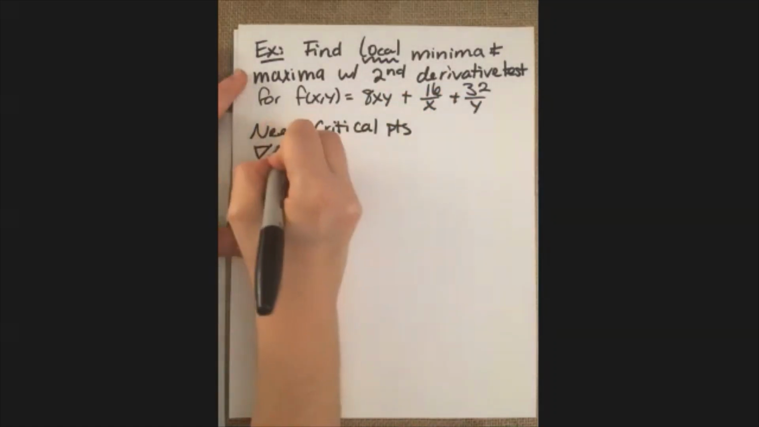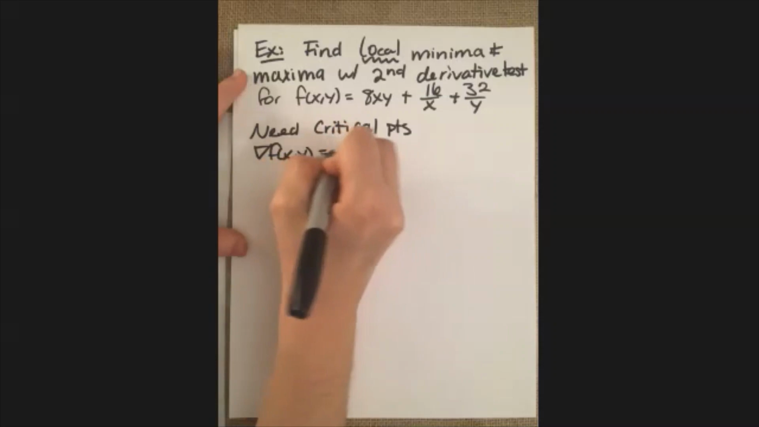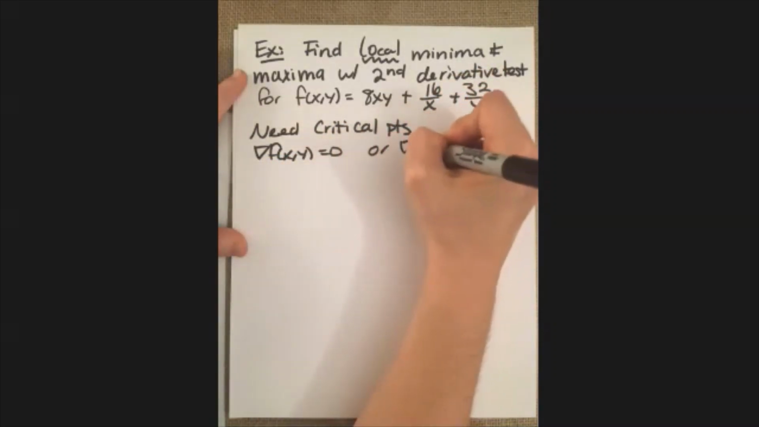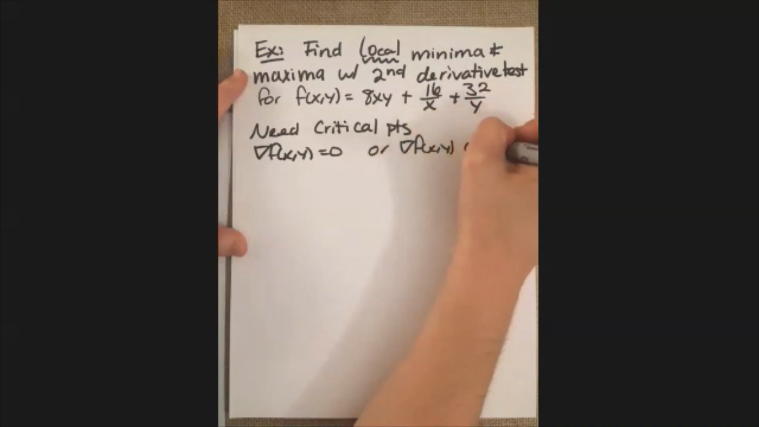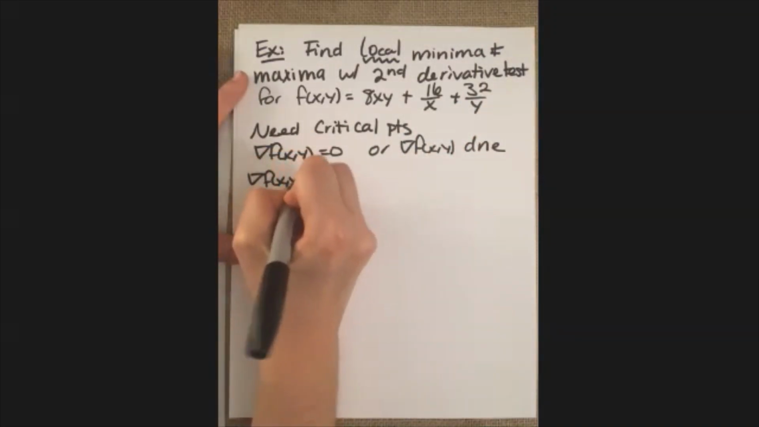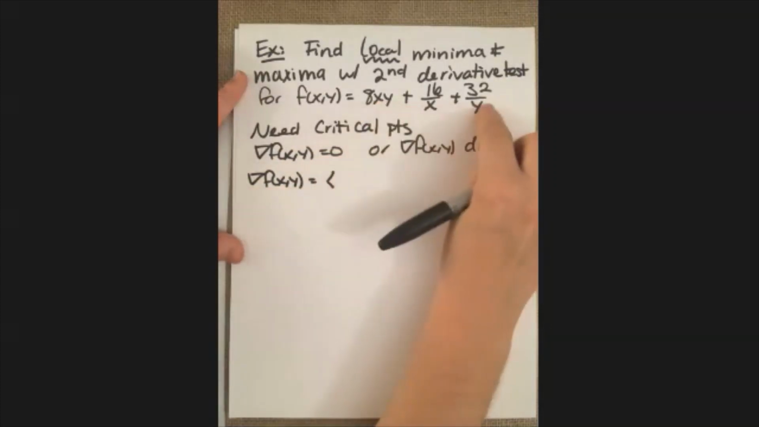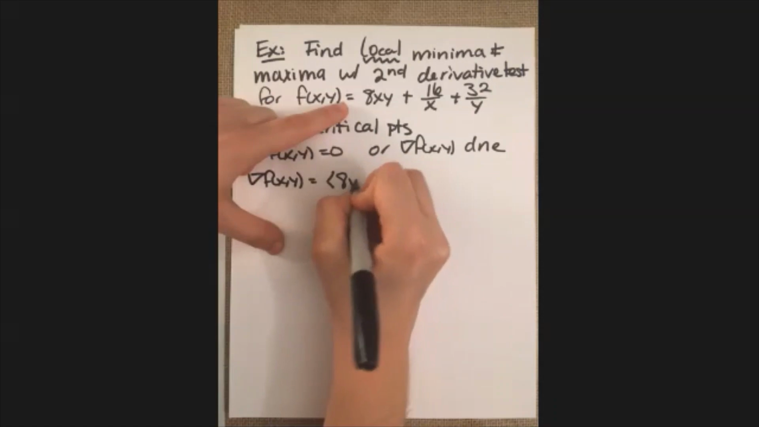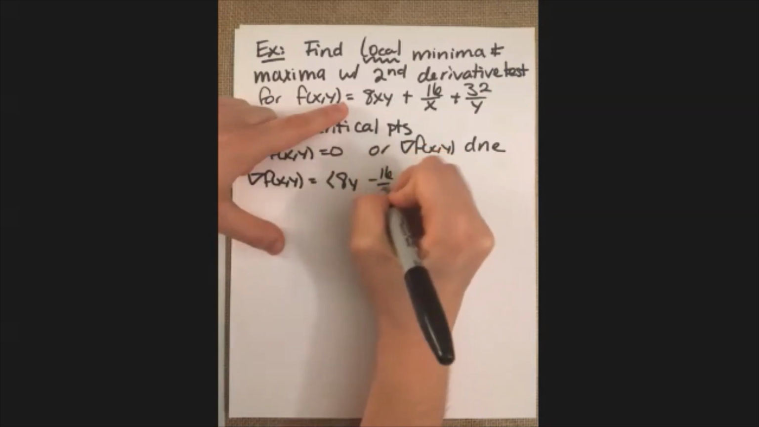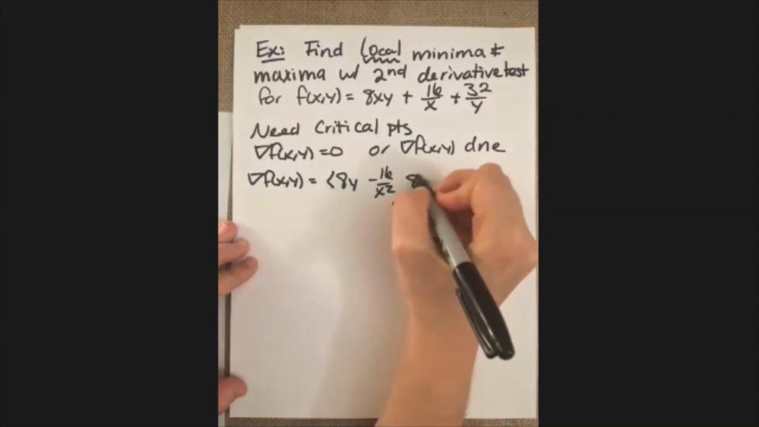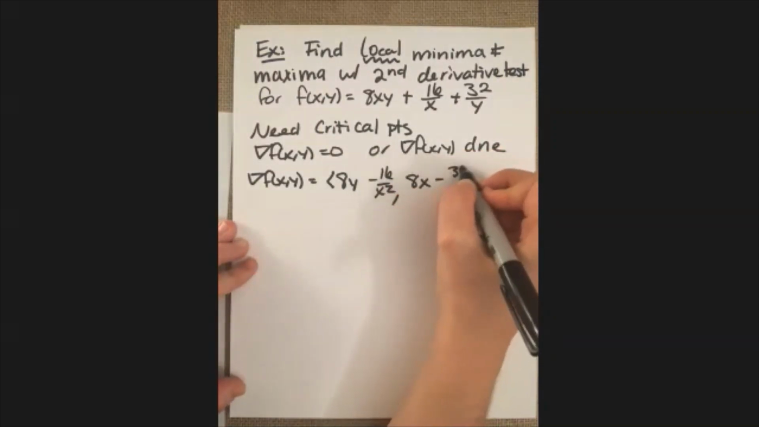So we need the gradient of f(x,y) to be equal to 0, or the gradient of f(x,y) to not exist. Okay, so to find the gradients, we're going to take the derivative of this right here with respect to x first, and you're going to get 8y minus 16 over x squared for your partial with respect to x, and then the partial with respect to y is 8x minus 32 over y squared.